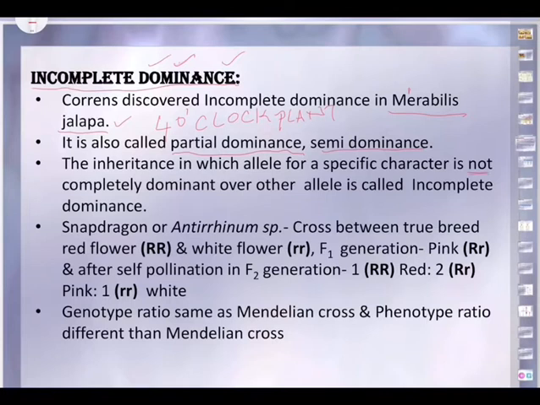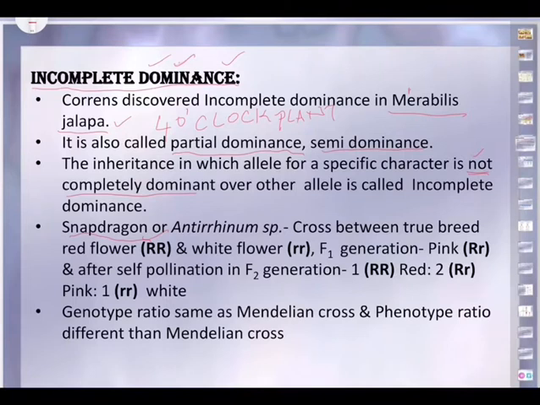So it is also called partial dominance, semi-dominance. The inheritance in which the allele for a specific character is not completely dominant. So this is important: not completely dominant over the other allele is called incomplete dominance. The best example, we said, is snapdragon, the 4 o'clock plant, Mirabilis jalapa.